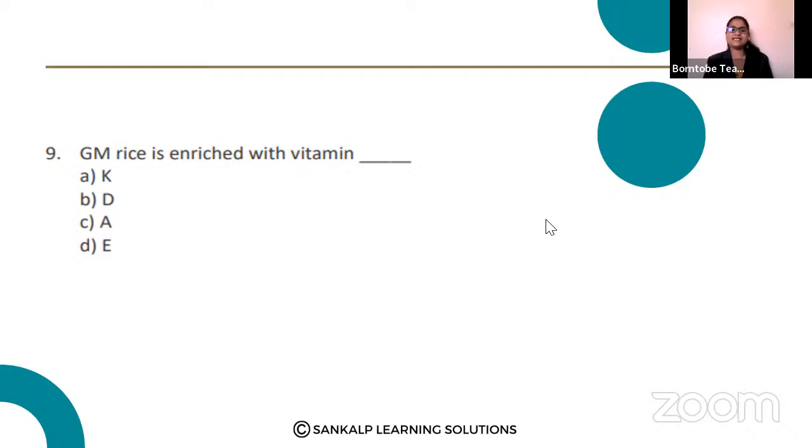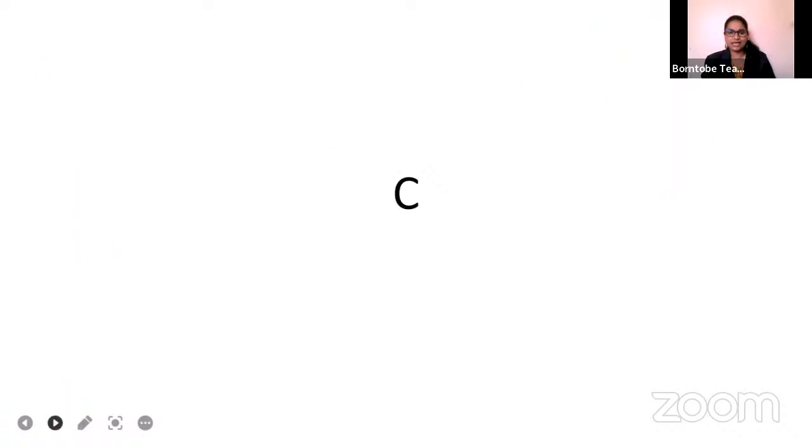Option C, they have asked which vitamin is higher in GM rice. Let us check the answer. Do you know what most of them do in the exam? Even though they know the answer is option C, vitamin A, instead of selecting it, they will select option A in the confusion. Option A here is vitamin K. Option C is vitamin A. So option C is the right answer, but in the confusion they mark option A, and the answer becomes wrong. So option C is the right answer, that is vitamin A.